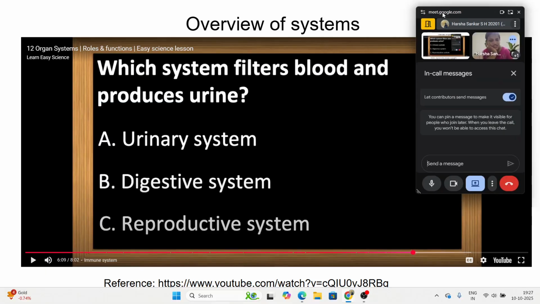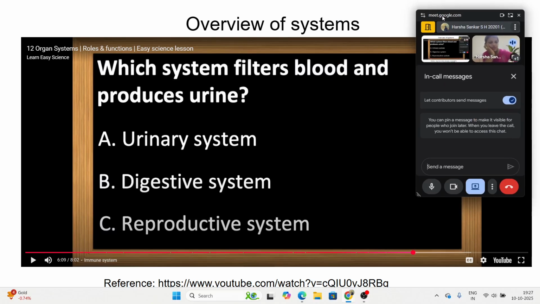First question: which system filters blood and produces urine? Option A, urinary system. Option B, digestive system. Option C, reproductive system. Which is the system producing urine? Option A.